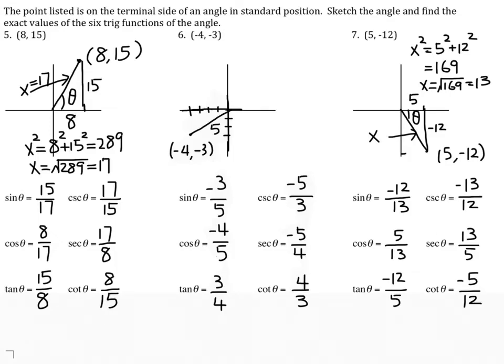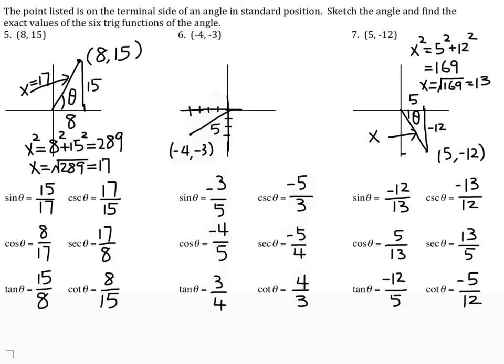The point listed is on the terminal side of an angle in standard position. Remember we defined what the terminal side is at the beginning of the lesson. You need two sides to form an angle. The initial side is always set to the positive x-axis, and where the angle ends is the terminal side. This is asking you to sketch the angle and find the exact value of the six trig ratio functions of the angle. Number 5: 8, 15.